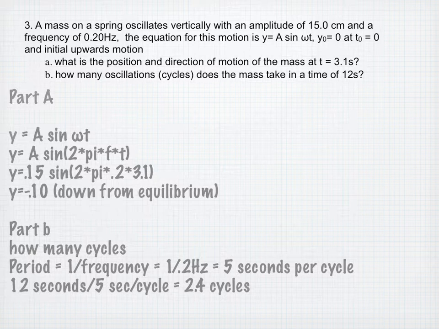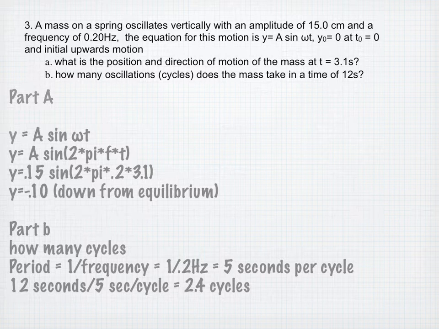So y is a function of t, and y is equal to a, the amplitude, times sine omega t. Omega can be broken down into more basic parts. Y is equal to a sine 2 times pi times frequency, which is omega, times time. We're going to substitute in our information now. Y is equal to 0.15 sine 2 times pi times the frequency 0.2 times 1.3 seconds. Solve for this and make sure you're in degree mode, not radian mode, and you're going to get y is going to be equal to negative 0.1 meters or 10 centimeters down from the equilibrium position.